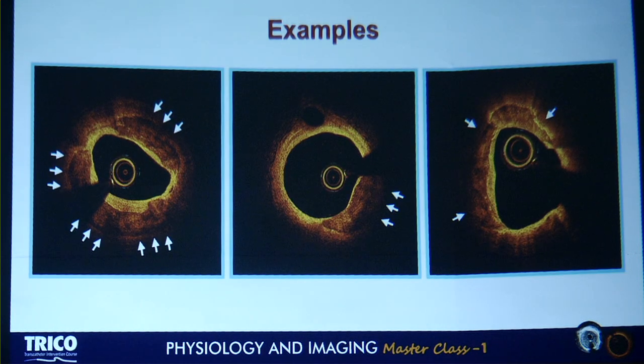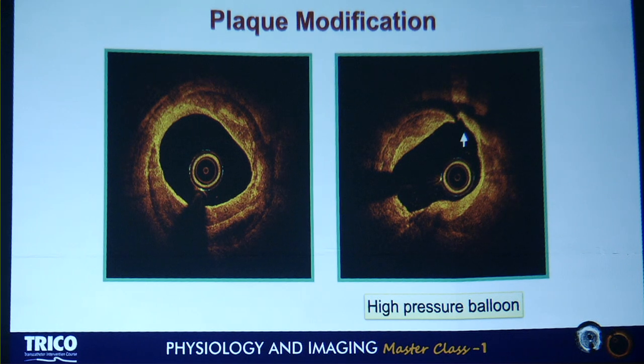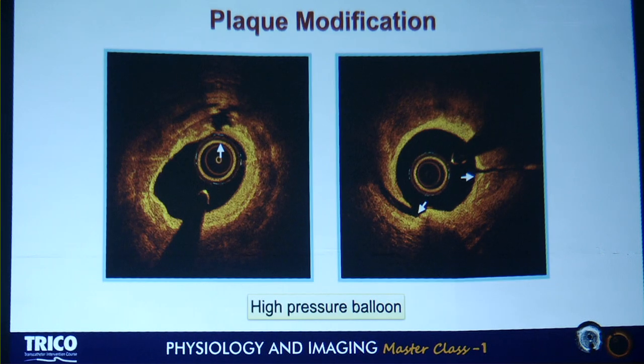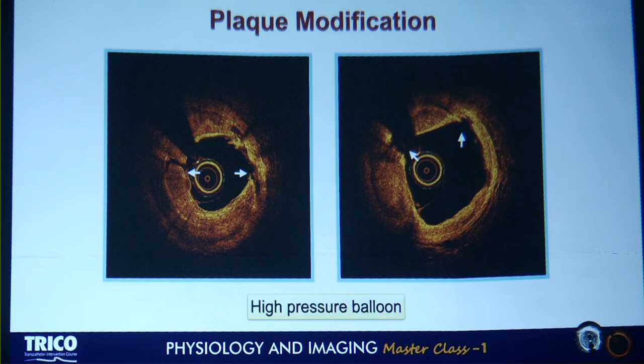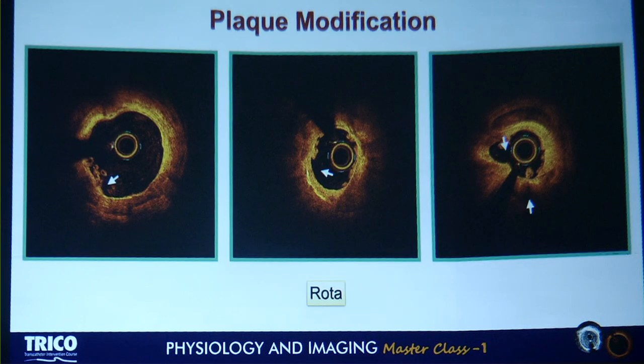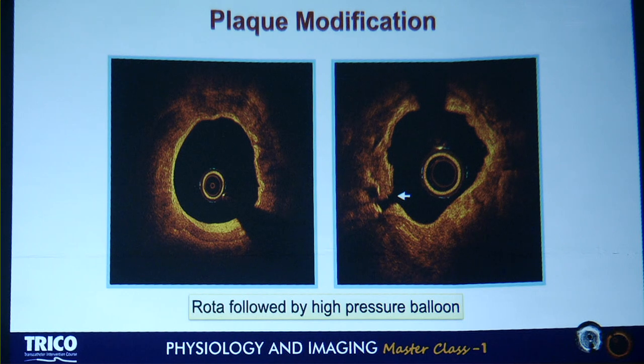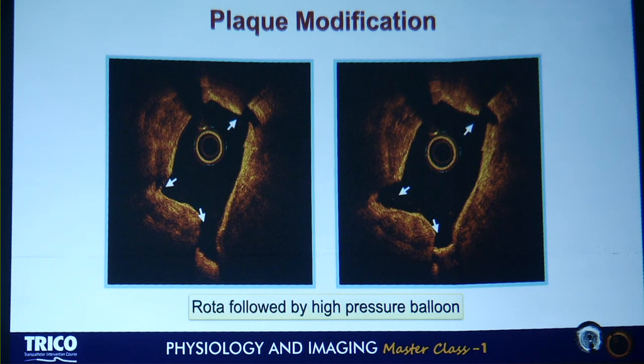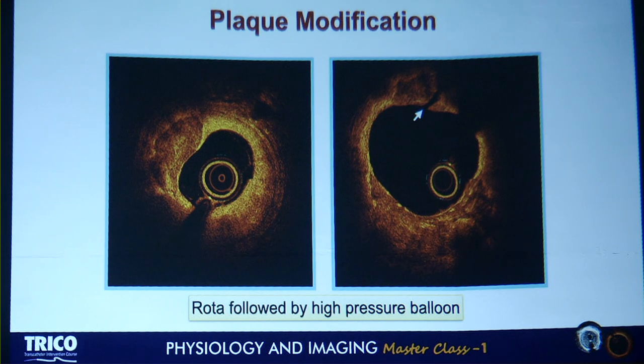These are a few examples of calcium: 360 degree, 180 degree, small, thick, thin. This is particularly the high pressure balloon. You get macro fractures. Plaque modification with high pressure balloon, again big macro fractures. You can see rota, where you are trying to pulverize the calcium and throw it in the distal area. It will give micro fractures, and then you dilate it and you similarly get big macro fractures. Rota followed by high pressure balloon, rota followed by high pressure balloon. These are a few examples.